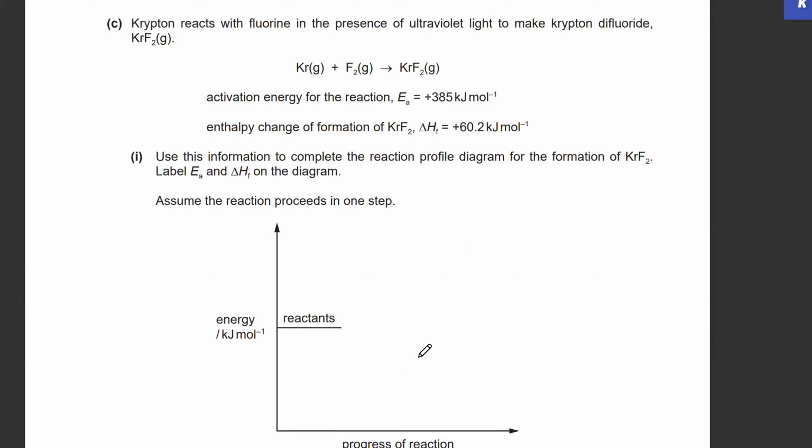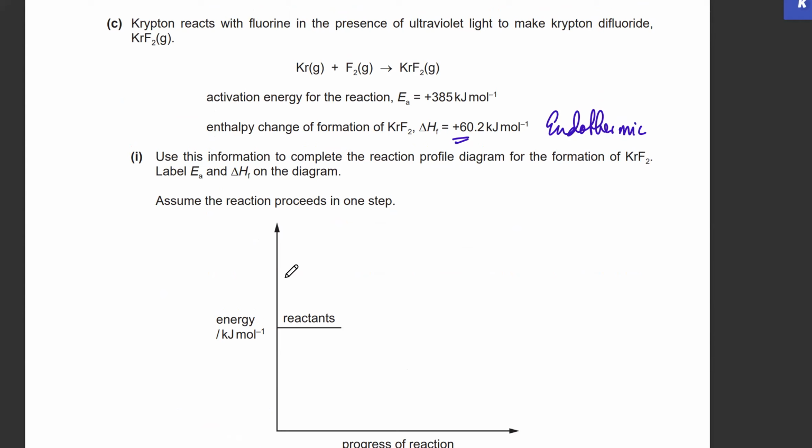Now the next one is krypton reacts with fluorine in the presence of ultraviolet light. There's a reaction given. The activation energy is given, and the enthalpy change is given. So this one looks like an endothermic reaction. I mean, it is an endothermic reaction. It doesn't have a minus sign, it has a plus written over here. So it's an endothermic reaction.